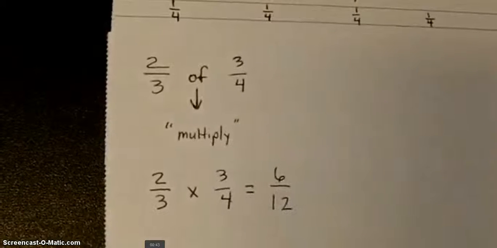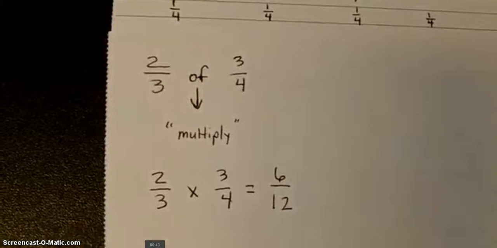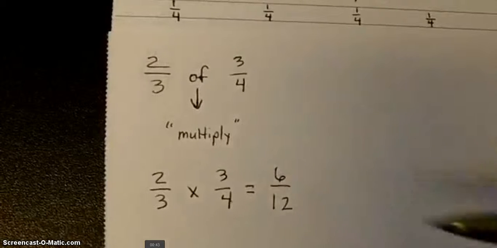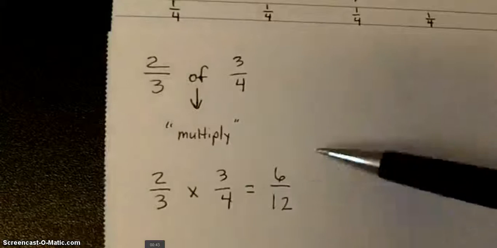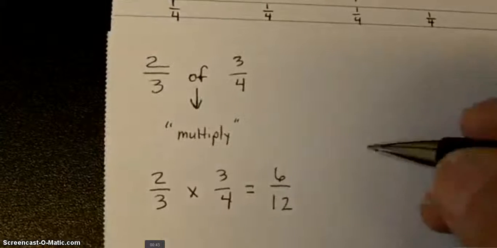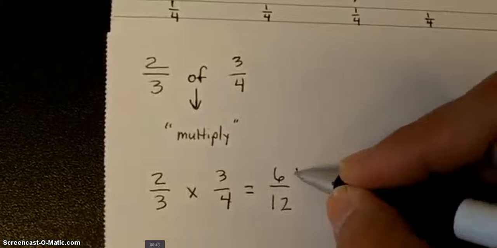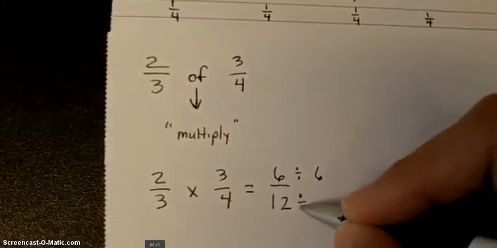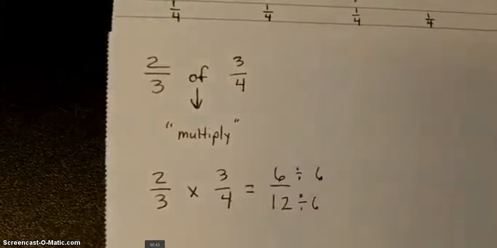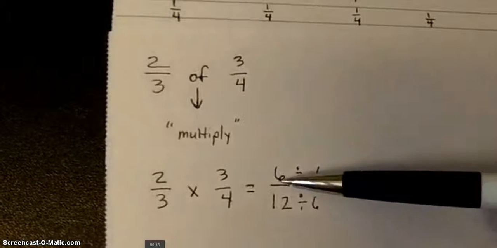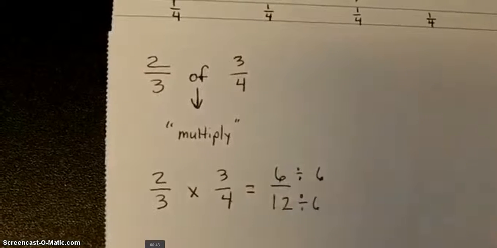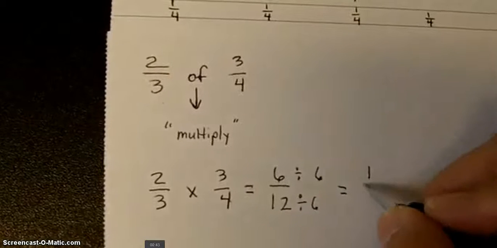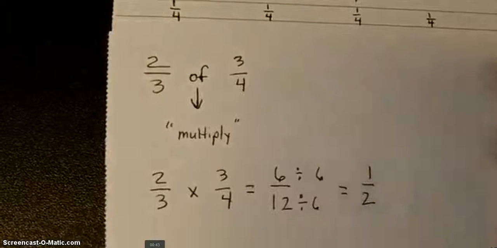Now we've already talked about being able to put our fractions in lowest terms. So my next step is to look to see if I can reduce this fraction. I know that 6 is a factor of 6 and 6 is a factor of 12. So I'm going to divide 6 by 6, and I'm going to divide 12 by 6. I'm able to reduce using this method because I'm doing exactly the same thing to the numerator and the denominator. I'm dividing both by 6. That ends up giving me 1 over 2, which is 1/2.